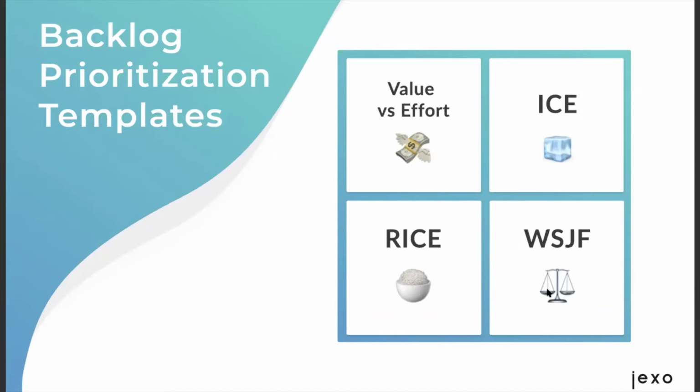The last method is called weighted shortest job first. It's usually recommended for larger organizations that are using the scaled agile framework, and it helps you identify and shorten long queues in projects and helps to speed up the delivery process.